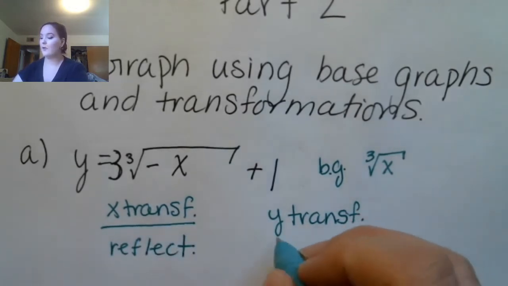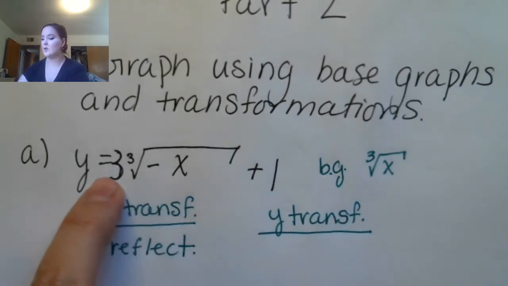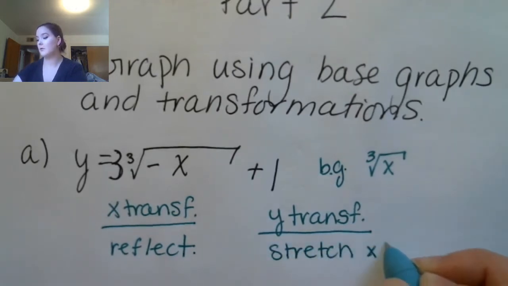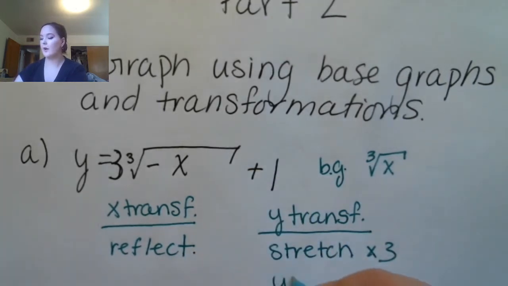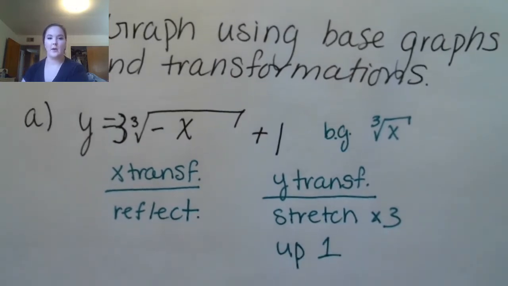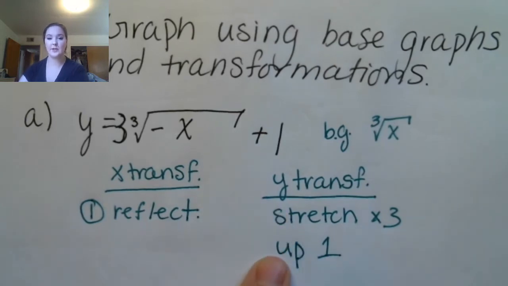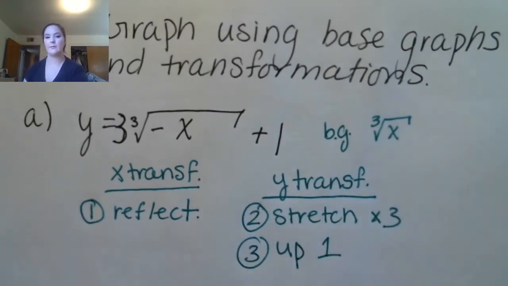For our y transformations, that's going to come from everything that's outside the cube root. So this 3 is going to be a stretch times 3, just for the y coordinates. And then this plus 1 is going to move the graph up 1. All right, so we're going to order them. Again, I like to do my x transformations first, so I would do this one first. For the y transformations, it's very important that you do the stretch before you do the shift. So we'll do this one first, and then this one.